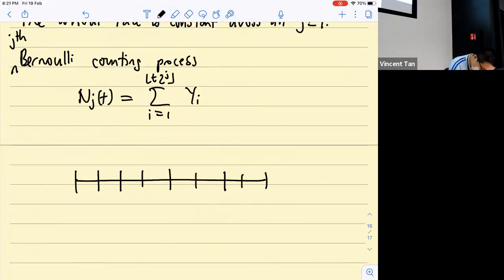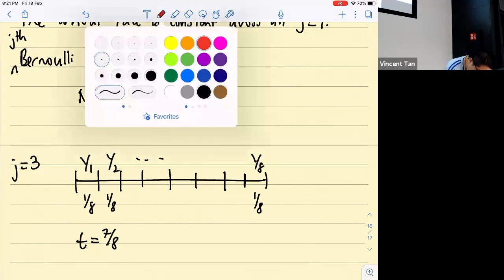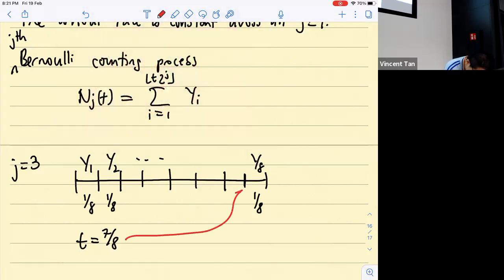All right, so these are 8 time slots. You have y1 up to y8, y2. That's good enough. And say we are j equals 3, the third Bernoulli process. So this length is 1/8, 1/8, 1/8. These are meant to be equal. So now this is continuous time, right? Suppose my t is equal to 7/8. Then we are looking at this point here.